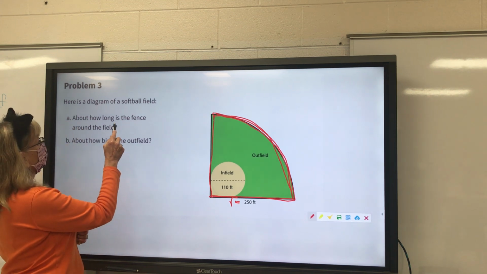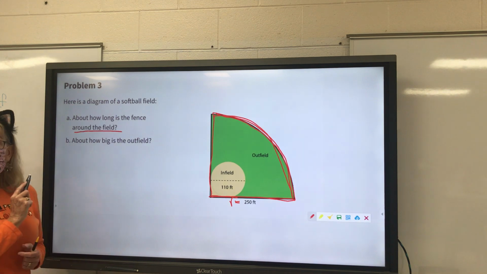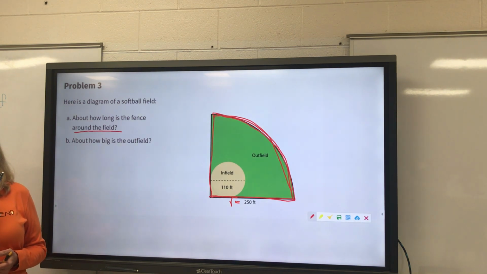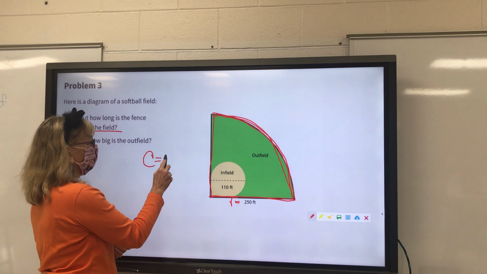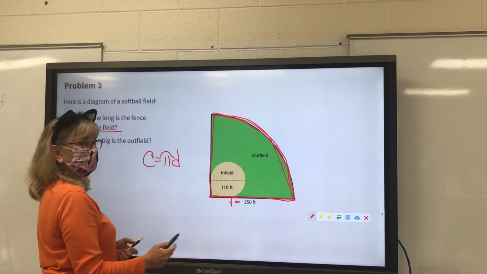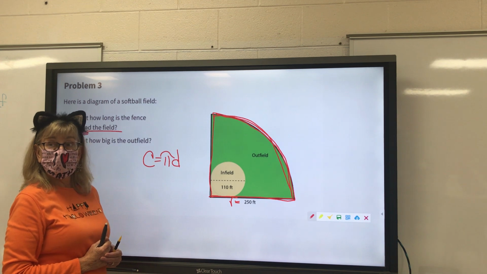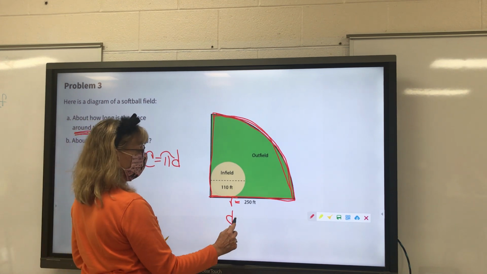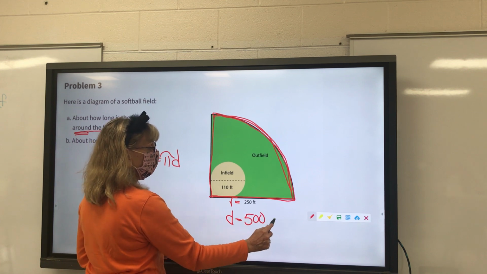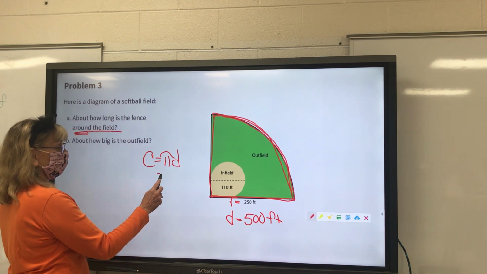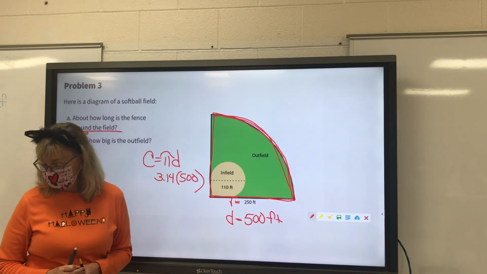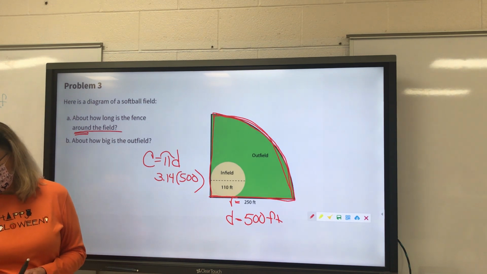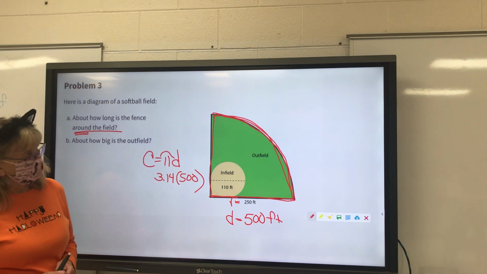We are finding the circumference or area right now? What are we finding right now? The area. Oh, the circumference. Circumference, so we need pi d. Well, if 250 is the radius, what is the diameter? 500 feet. Okay, so we're going to do 3.14 times 500. What does that give us? 1,570.